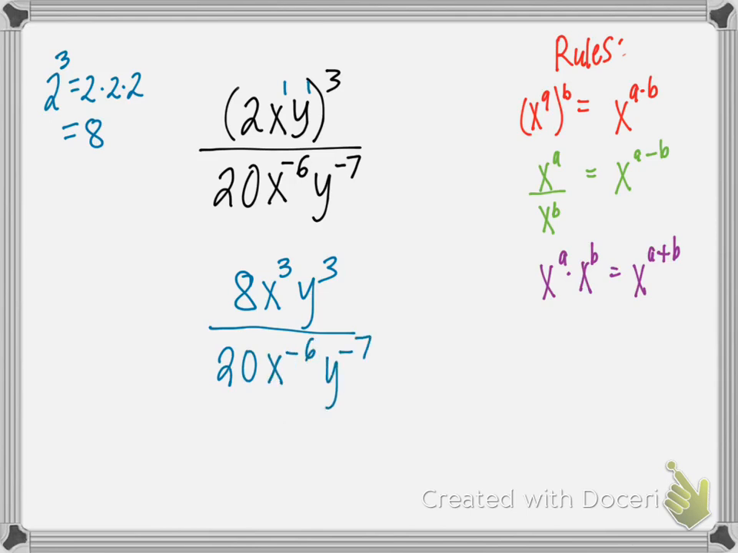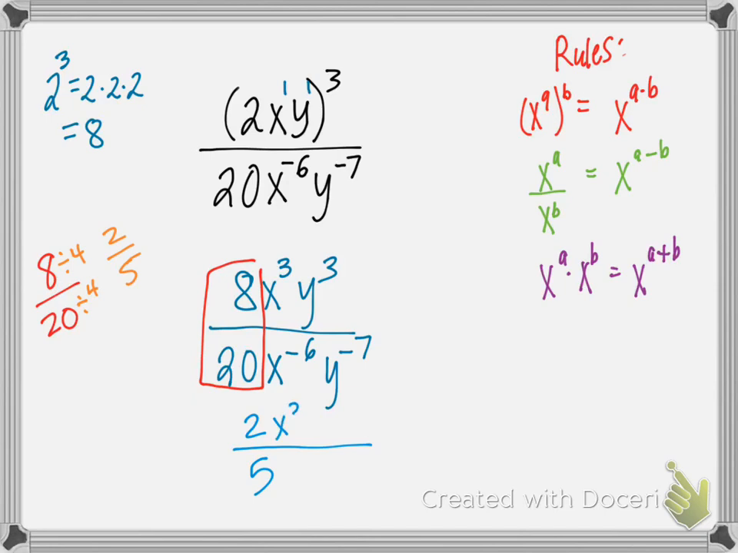So from here, the next thing I'm going to do is simplify 8/20. So 8/20, if I reduce, I would divide by the greatest common factor of 4. So I would get 2/5. So I'm going to rewrite as 2/5 x to the third, y to the third, over x to the -6, y to the -7th.